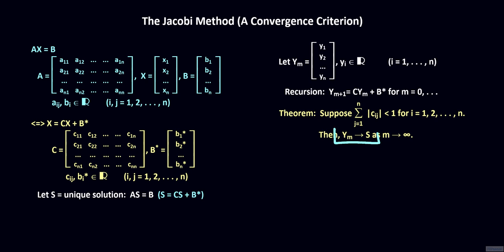By convergence of Y sub m to S, we mean that the maximum over all i of the absolute value of the difference between the ith component lowercase s sub i of uppercase S and the ith component lowercase y sub i of uppercase Y sub m tends to 0 as m tends to infinity.